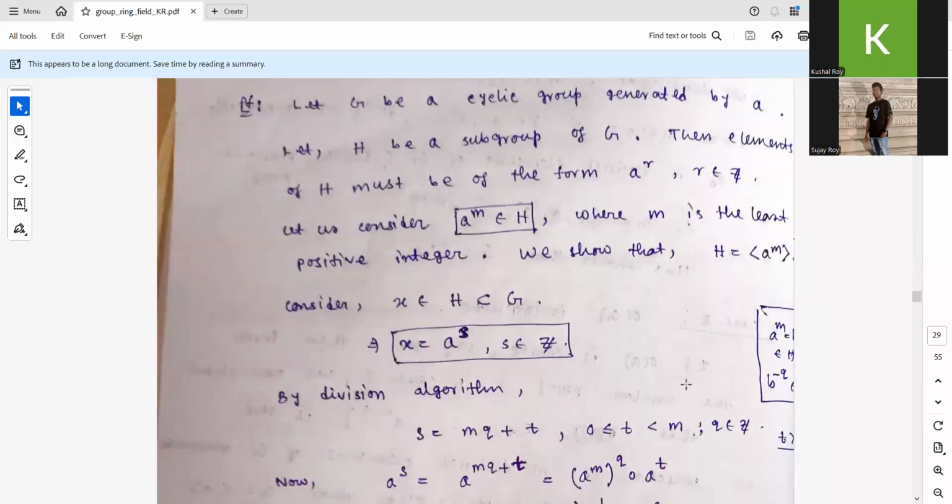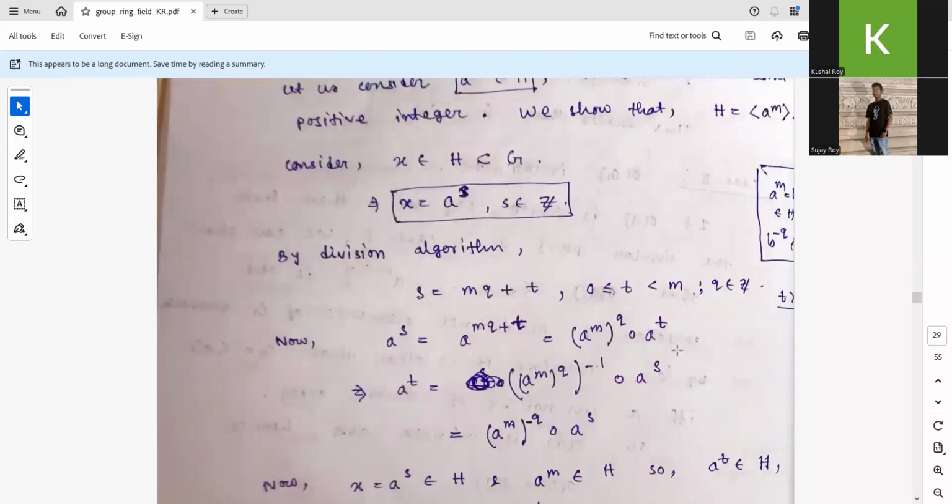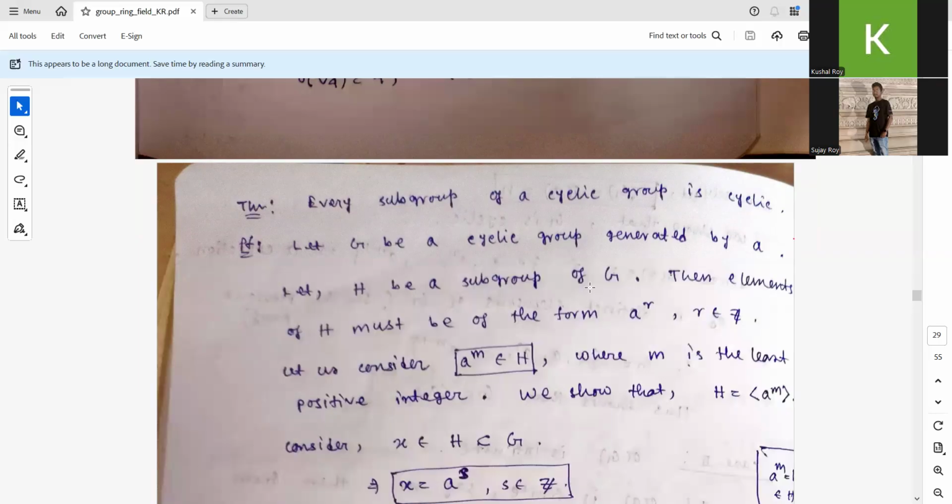Okay. So let us consider our next theorem. It is an important theorem that every subgroup of a cyclic group is cyclic. Let G be a cyclic group generated by some element a. Let H be a subgroup of G. We have to show that H is generated by some element from the group. That means H is also cyclic.